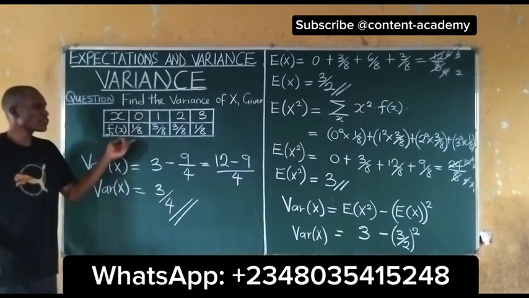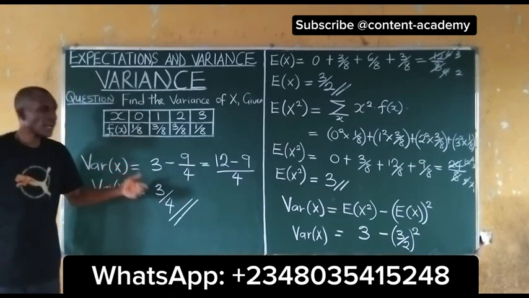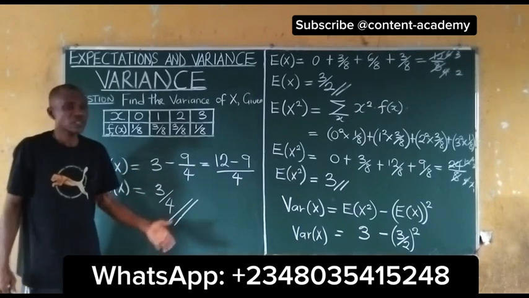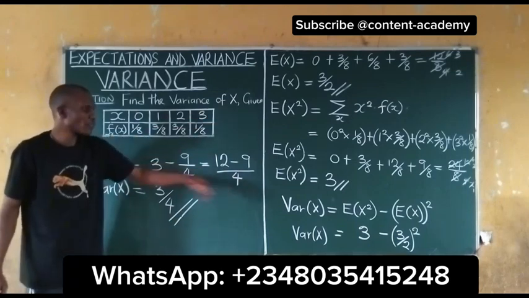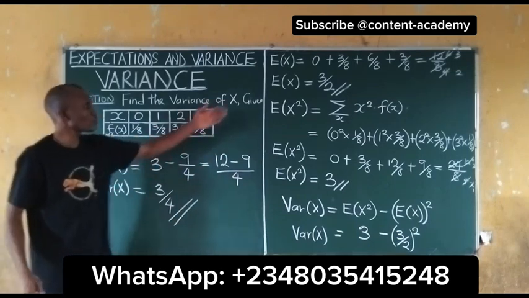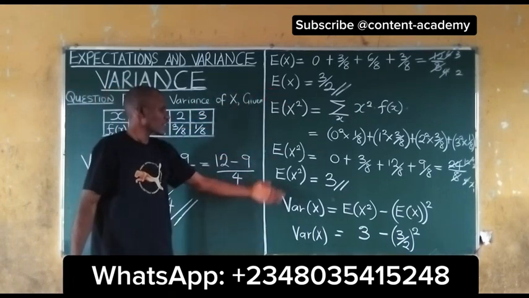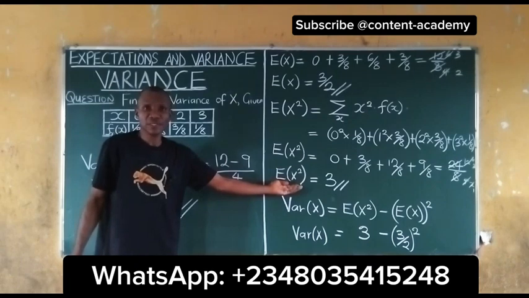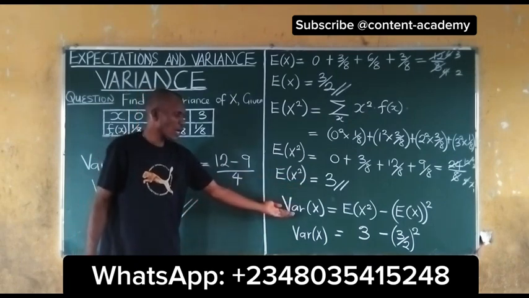This is how we can compute the variance of x if we have this type of equation. So these are the simple computations. The first thing to do is to find the expected value of x, then find the expected value of x squared. Then we can now compute our variance.